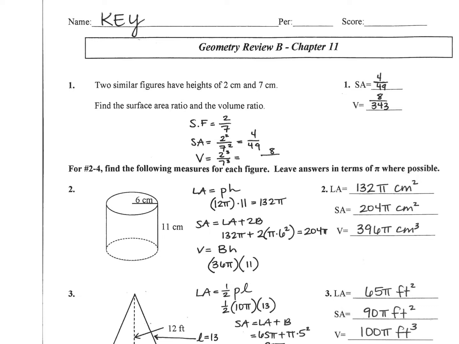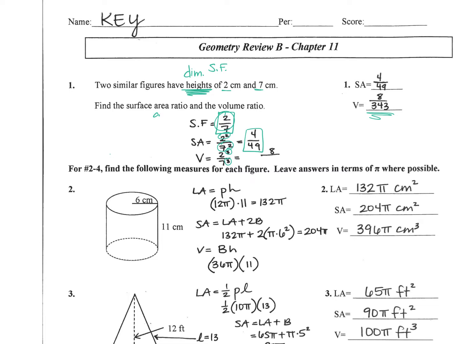So I just wanted to run down a couple of quick things for you from Review B, just to make sure everyone's comfortable with it. Number one, if you are talking about heights, that is a dimension, right? We said dimensions are always scale factor. So whenever it's talking about the height of something, it's talking about a scale factor. So your scale factor is 2 to 7, which means your area ratio is 2 squared to 7 squared, or 4 to 49. And then your volume takes that 2 to 7 and cubes them both. So that's where you get the 8 to 343. Okay, so just keep that in mind.